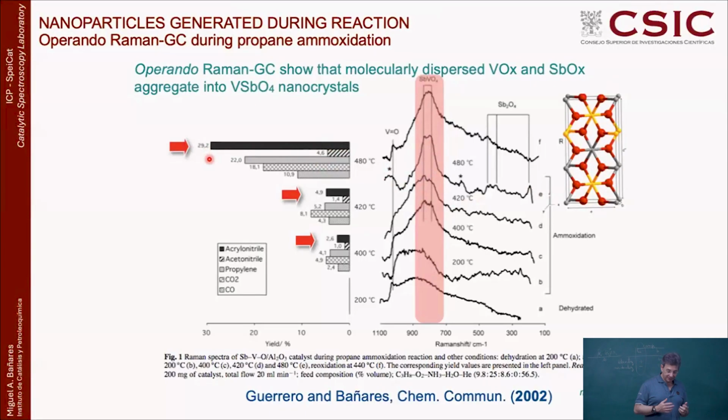Now the question is, okay, we get vanadium antimonate and we get propane oxidation. We also get a little bit of acetonitrile, propylene, whatever, but the most important product is acrylonitrile. Now the question is, is it a good catalyst or is it a bad catalyst? Good and bad is something relative. So good compared to what? I say, well, obviously, compared to the industrial vanadium antimonate catalyst.